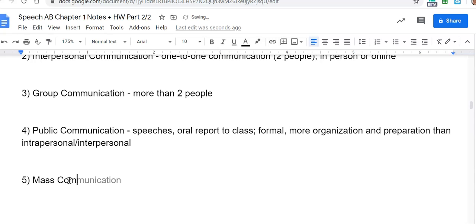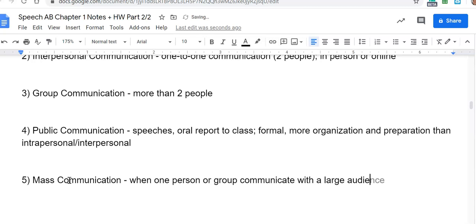Last one is mass communication. When we think about mass communication, it's when one person or a group communicates with a large audience. What I mean by large audience is that more than likely you're probably not going to know who this audience is. Whereas in public communication, if you're giving an oral report to the class, you know at least most of your classmates, at least by name or face. Speeches, if you're giving it in a college, then at least you know that they're college students.